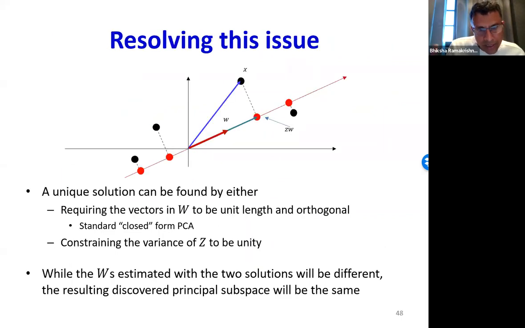To eliminate invariance, you can do one of two things. You can say that my W's must always be unit length. Then yes, that will give you standard PCA. But there's a different way of doing it. I can also say that the Z's must have a variance of 1. And that too will give me the same subspace, because eventually the solution is the same, but the W's that you will get in the two cases are not going to be the same, because we're using different constraints. The subspace will be the same. The actual W's might be different, but you're still going to perform PCA. Did that make sense?